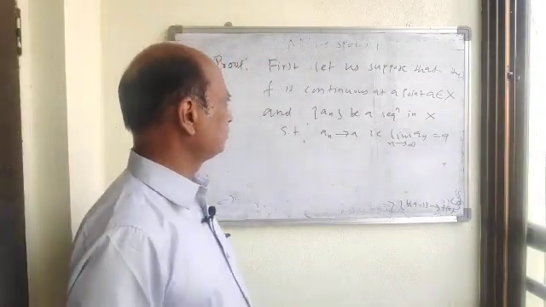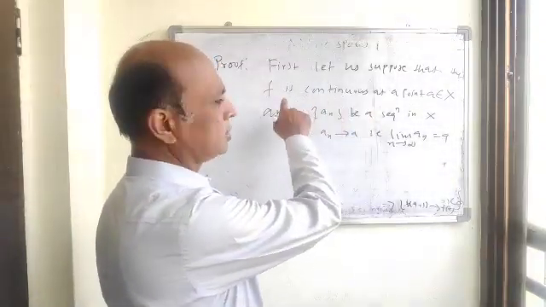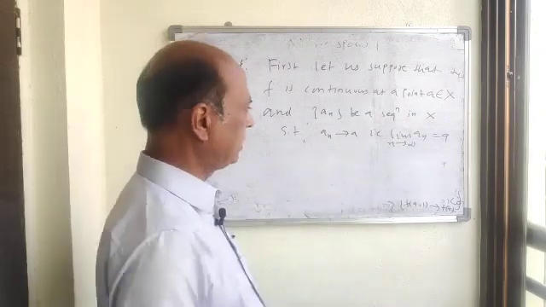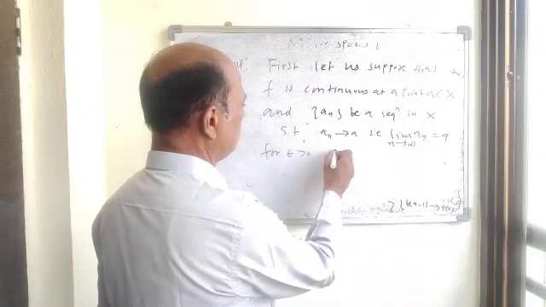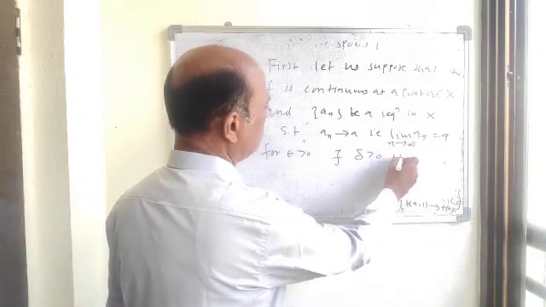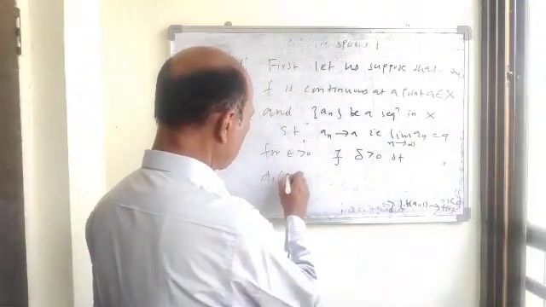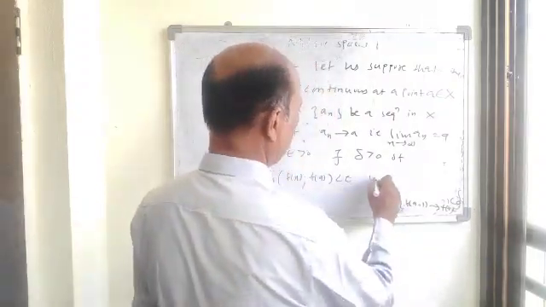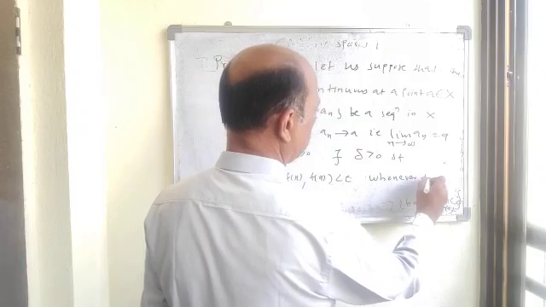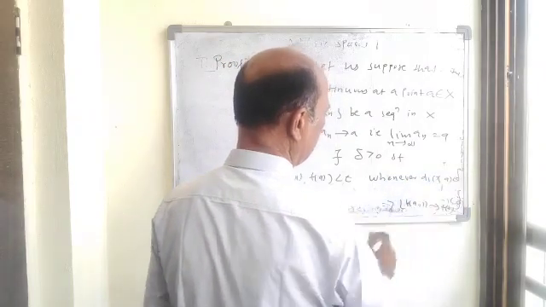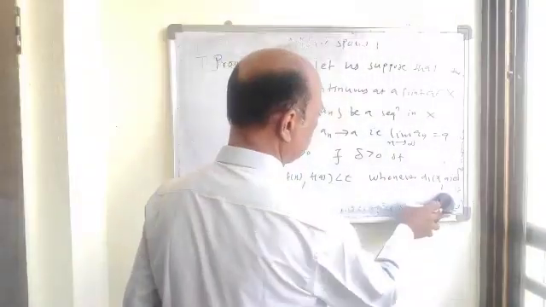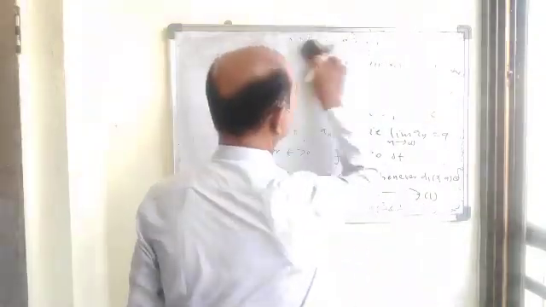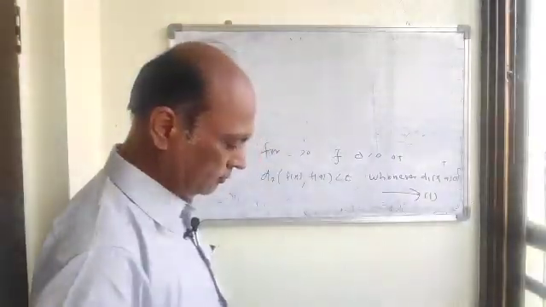Now here it is given that f is continuous at a point A belonging to capital X, and therefore by using the definition of continuity, for epsilon greater than 0, there exists delta greater than 0 such that d2 of f(x), f(A) is less than epsilon whenever d1(x, A) is less than delta. This is our argument number 1.